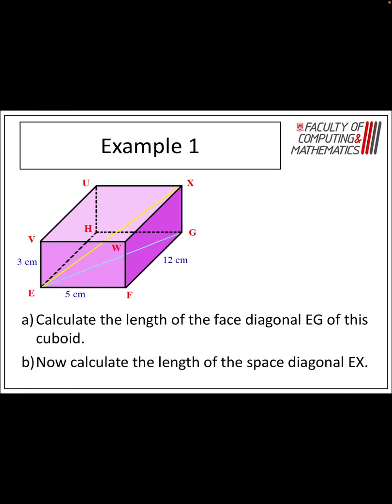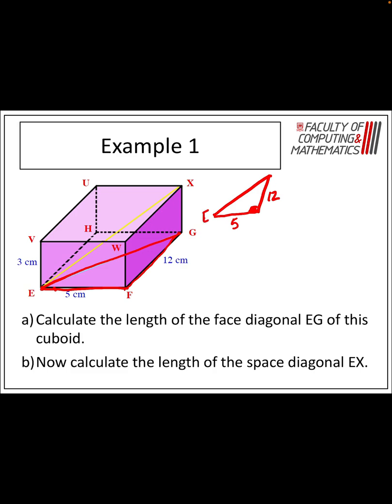Okay, right, so let's take a look at this one. Calculate the length of the face diagonal, EG, of this cuboid. So what I want, I'm going to draw out the right angle here, is I want that. So if I draw out that right angle triangle, what I'm telling you is that this side is 12, this side is 5.